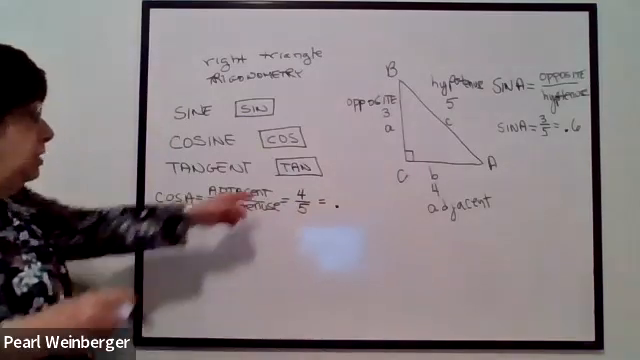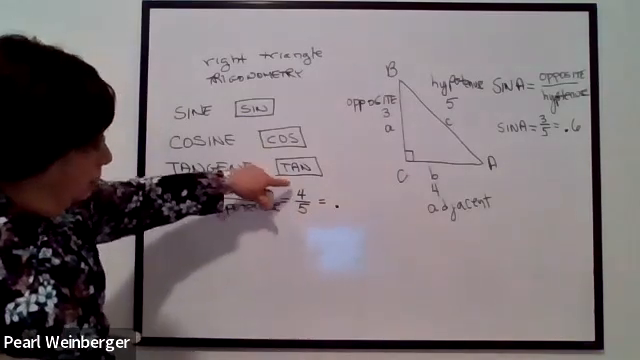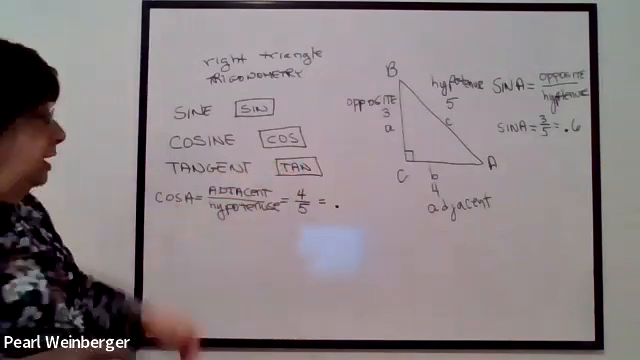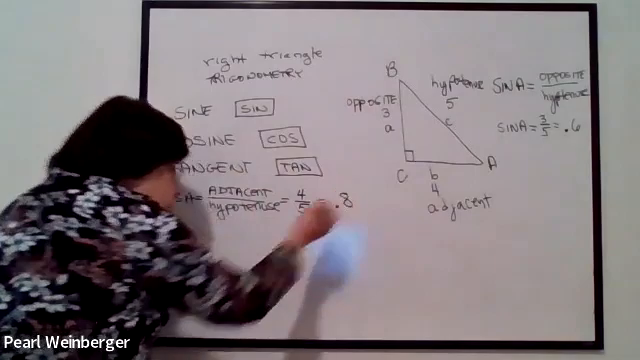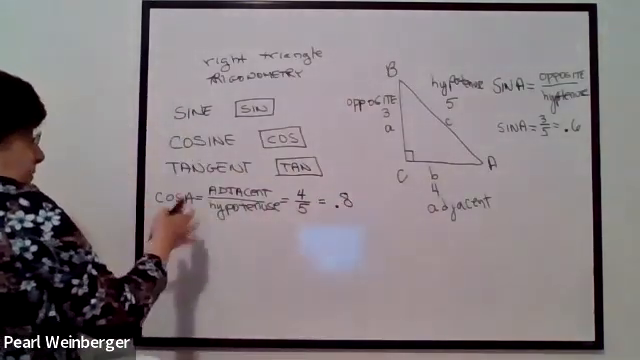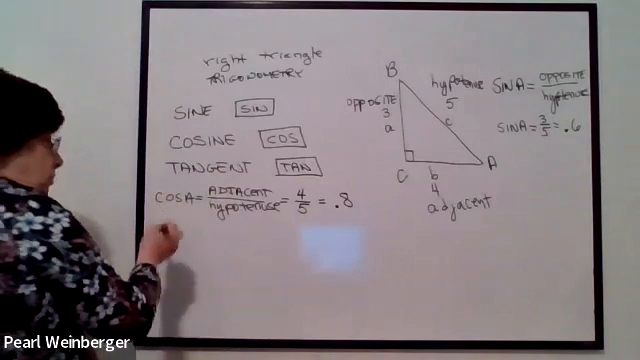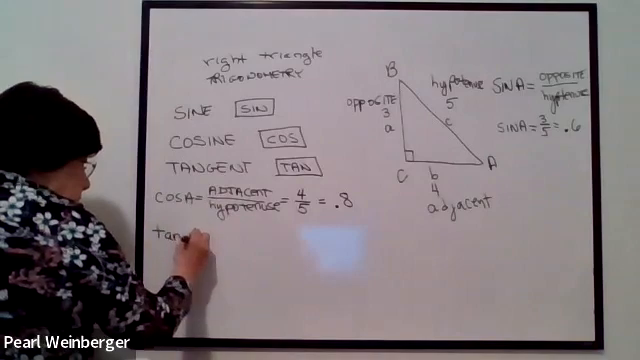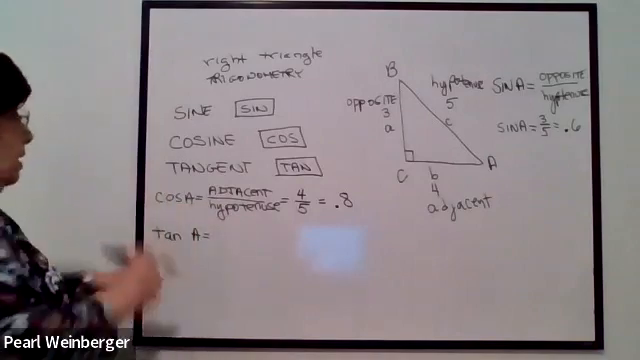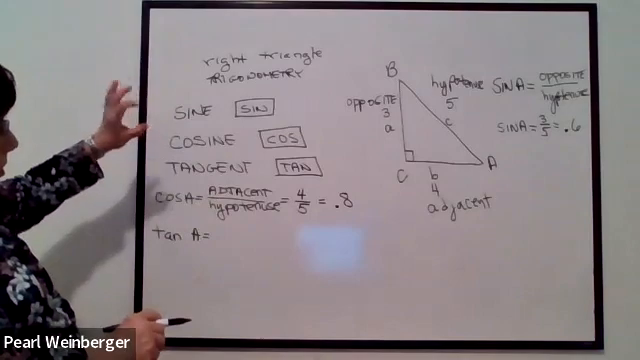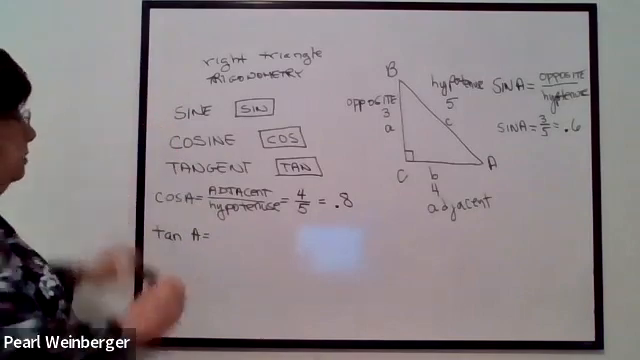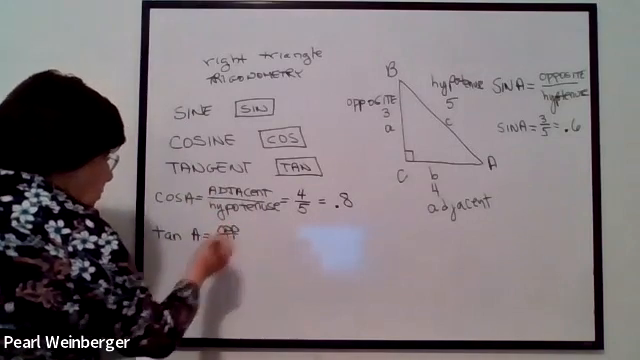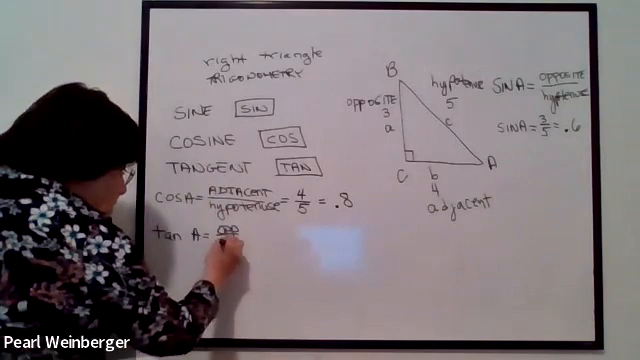If you wanted, you could also change that to a decimal. The way you change to a decimal is you go to your calculator and you do 4 divided by 5. That's what a fraction line means. It means divide, and it comes out to 0.8. The third of these primary trigonometric functions is called the tangent. The tangent of A is defined as the opposite leg over the adjacent leg.